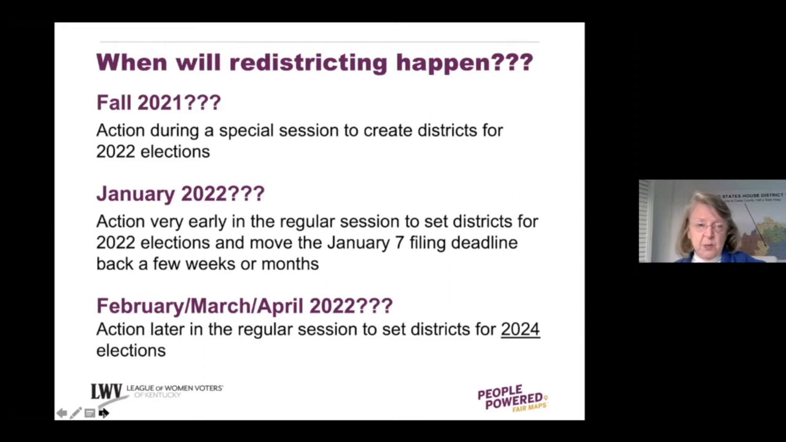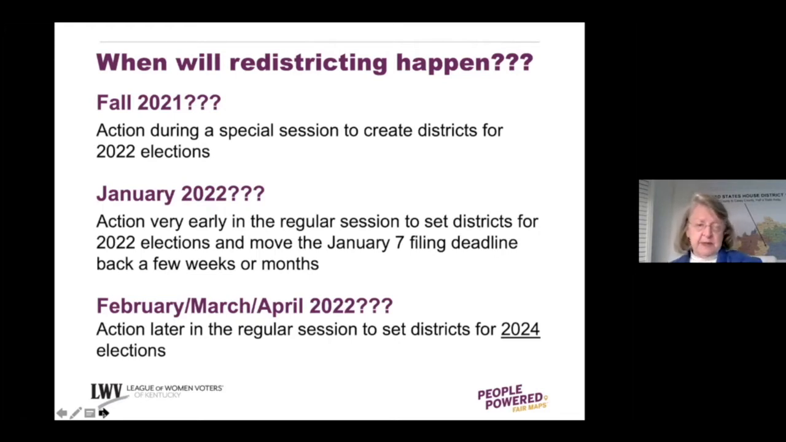One of the challenges with waiting until January is that the filing deadline for candidates, which begins in early November, ends January 7th. And candidates cannot very well file for office if they don't know what district they live in and what district they might represent. So our sense is if they decide to do it early in January, they could push that filing deadline back and give themselves an extra week or two to get the work done.